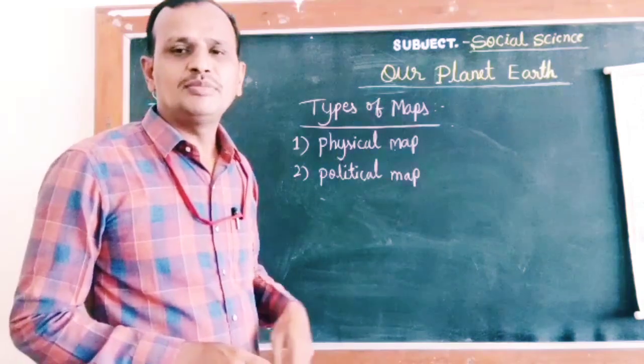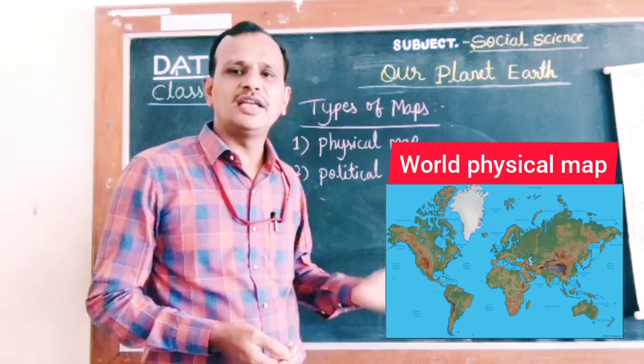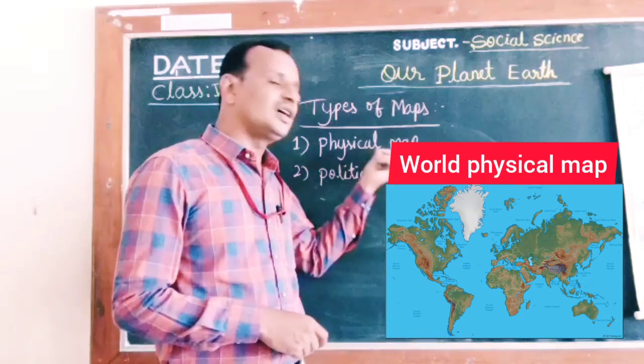I repeat once again, what is a physical map? A physical map is nothing but a map that shows physical features on the earth like rivers, lakes, oceans, continents and different landforms is called a physical map.